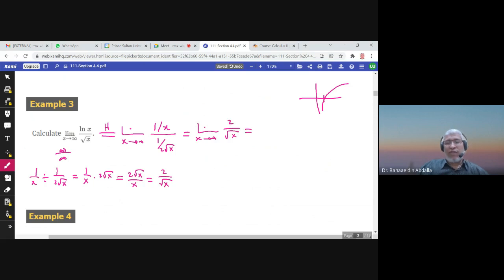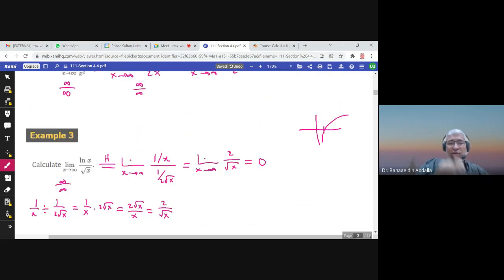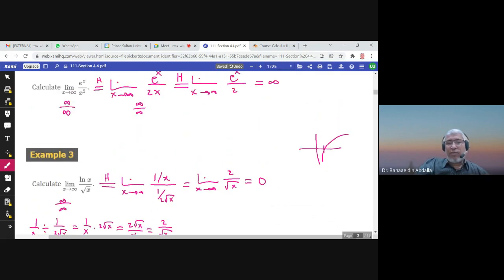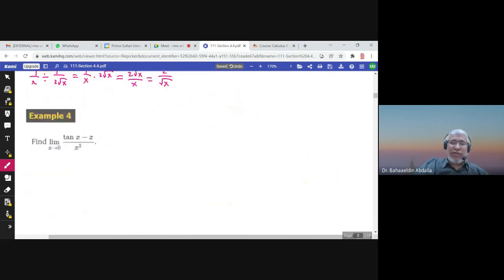Square root of infinity is infinity. 2 over infinity is 0. So that's the limit. If you have any problem with infinity, please check the limits in chapter 2, especially limits at infinity. So infinity over 2 is infinity, 2 over infinity is 0.